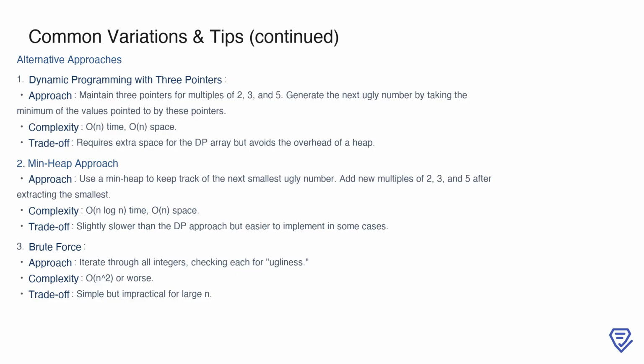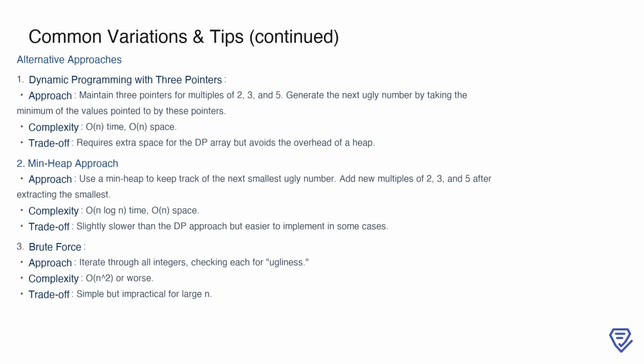Another effective strategy is the min-heap approach. In this method, we use a min-heap to track the next smallest ugly number. After extracting the smallest number, we add its multiples of 2, 3, and 5 to the heap. This approach has a time complexity of O(n log n), and requires O(n) space. While it's slightly slower than the DP approach, it can be easier to implement in certain cases.